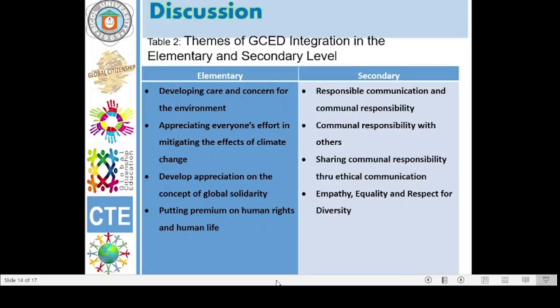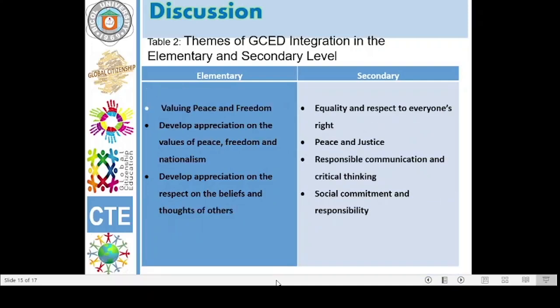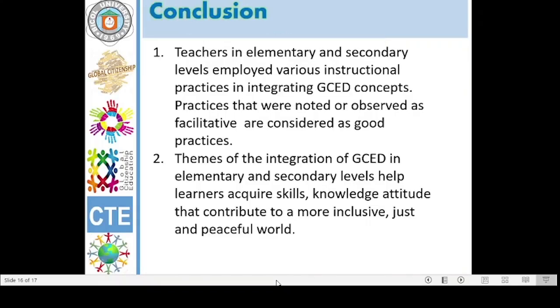For the result and discussion for Objective 2, Table 2 shows the themes of GCED integration in elementary and secondary level. The recurring themes are developing care and concern for the environment, valuing peace and freedom, and empathy, equality, and respect for diversity.